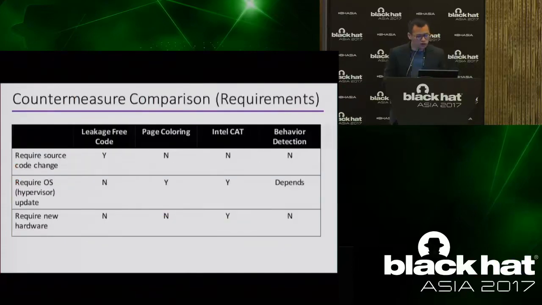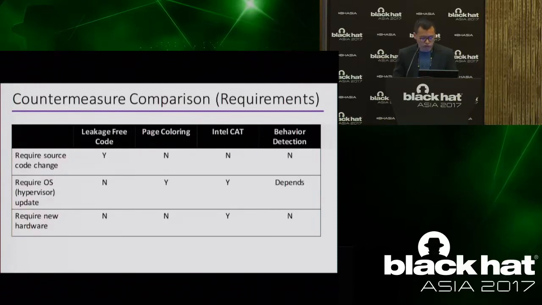Okay, so we talked about 4 countermeasures, and I want to compare those countermeasures from 2 perspectives. The first one is from a real production deployment perspective. What are the things that are required by these countermeasures? If we do the countermeasure at the code level, the only thing that we require is source code. But of course, sometimes source code is not available. If we use page coloring, that will require modification to the operating system or the hypervisor, depending on which level you're implementing it.